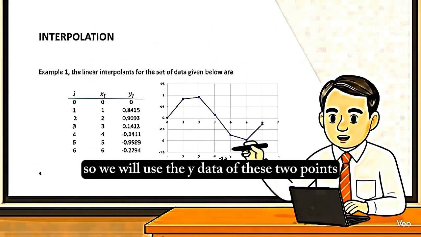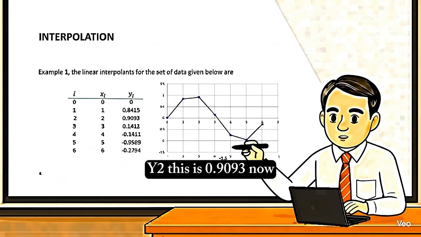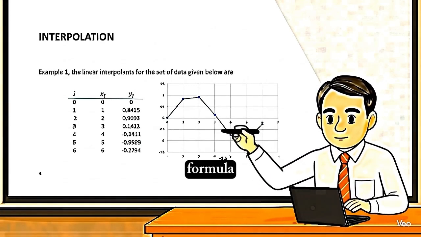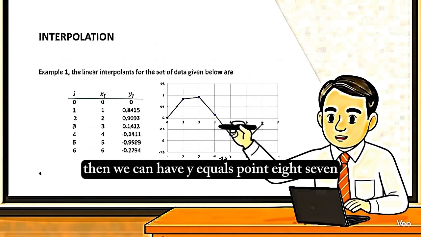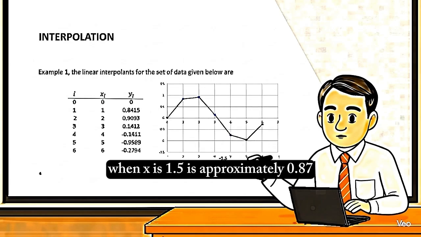So we will use the y data of these 2 points: y1 equals 0.8415, y2 equals 0.9093. Now we can plug these values into our linear interpolation formula. Then we get y equals 0.87. So the interpolated value for y when x is 1.5 is approximately 0.87.